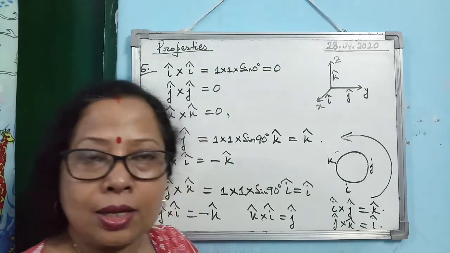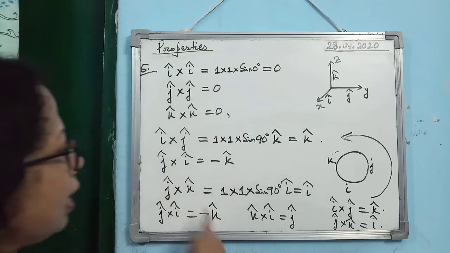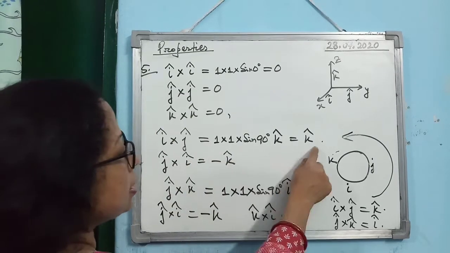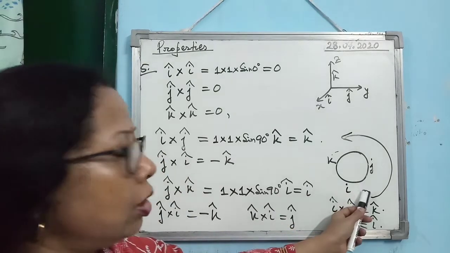Is that clear? So if you use this trick, then I hope you will not make mistakes, because if you want to find out i cross j in the other manner, then it takes time. So that's why follow this trick.